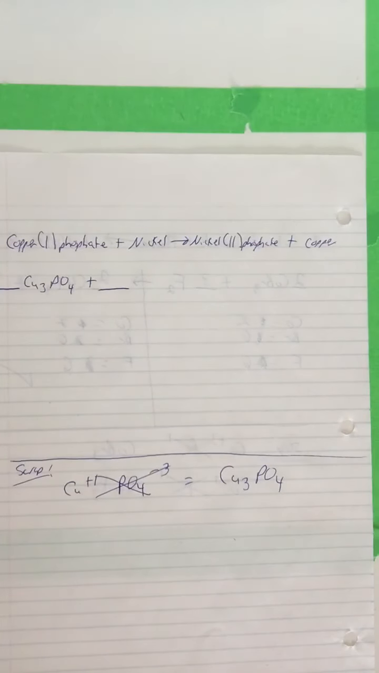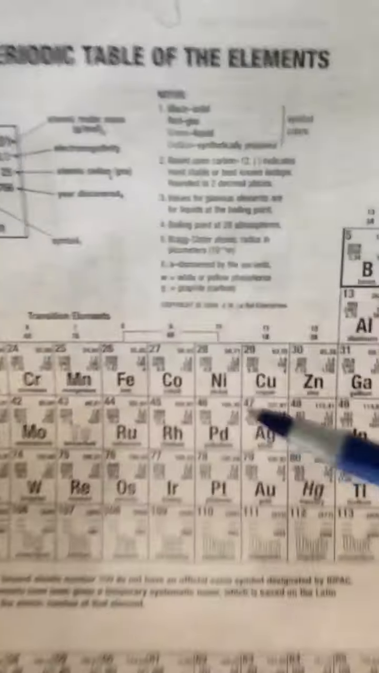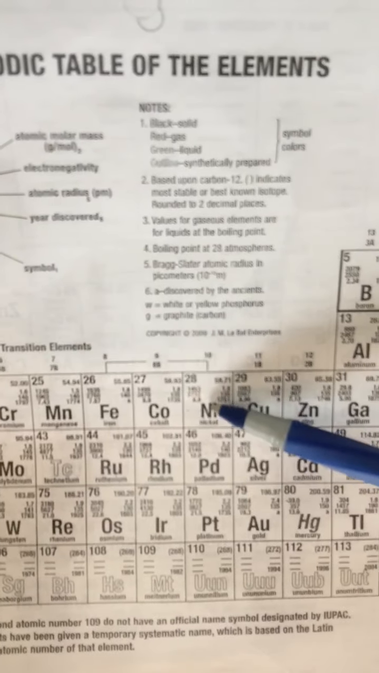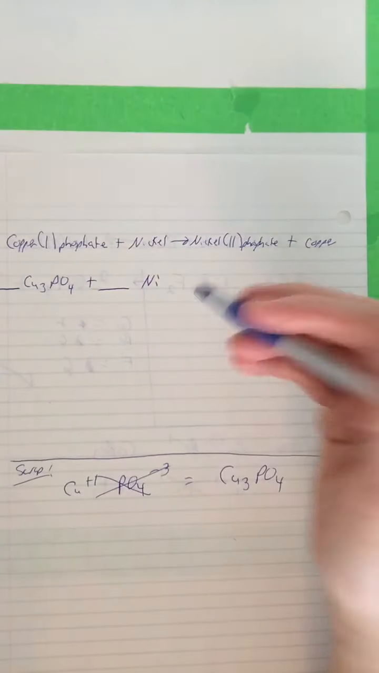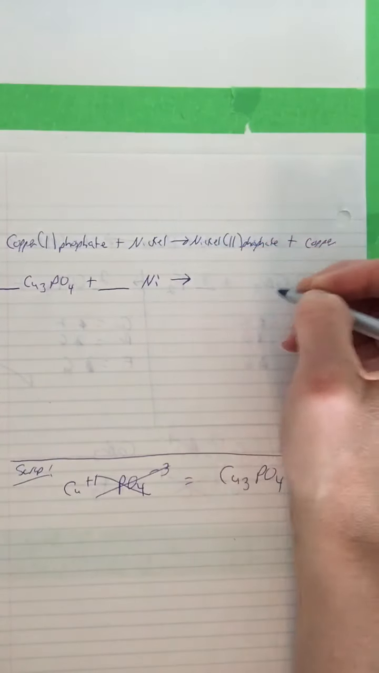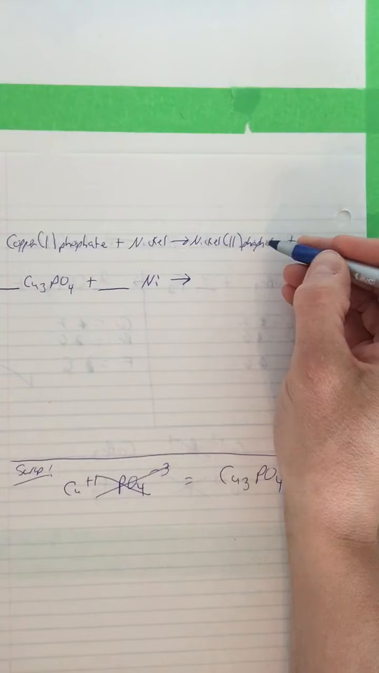Okay, now nickel, just nickel by itself. So it's an element, it's by itself, it doesn't have a charge. I look up here, nickel, its symbol is Ni. And then the only thing I check is, is it one of my super 7? It is not. So it's just nickel. Boom, that was easy.